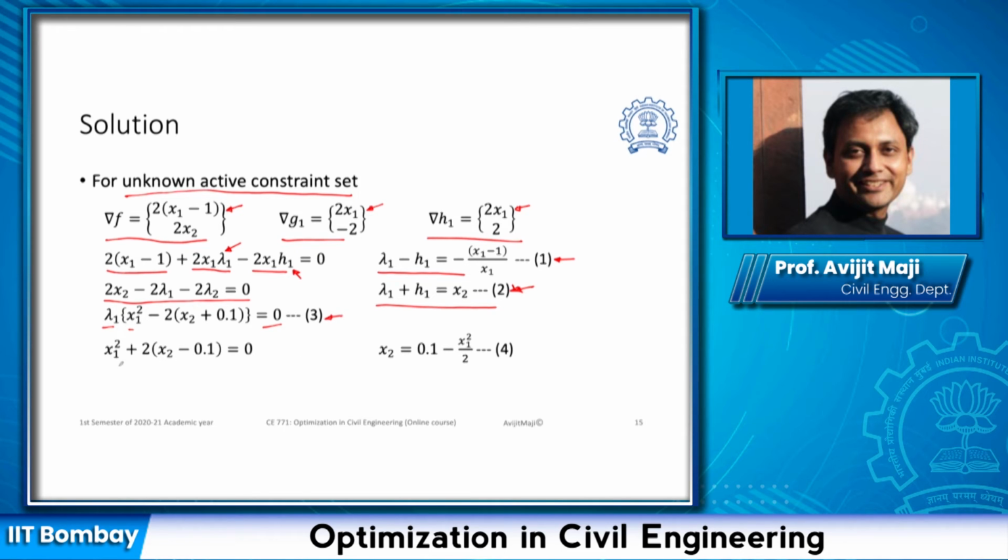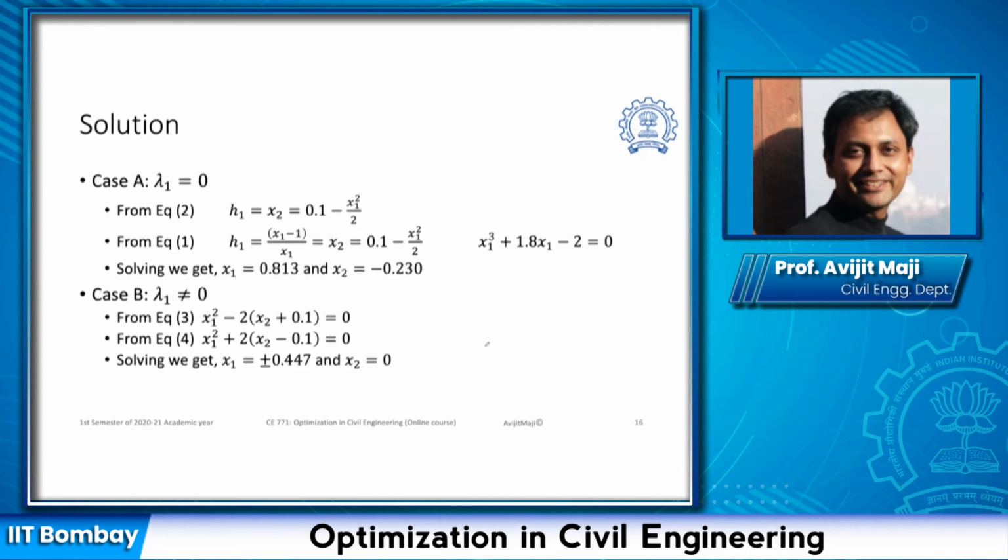Likewise, the equality constraint needs to be satisfied, so we are writing the equality constraint here, and if we simplify it, we can obtain the x2 value of this form, and this is my equation 4. So we have 4 equations and 4 unknowns. Now we'll try to find the values which satisfy these 4 equations.